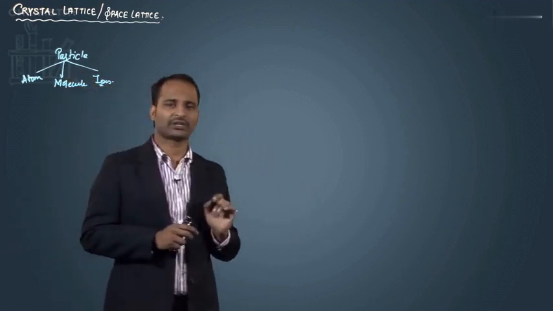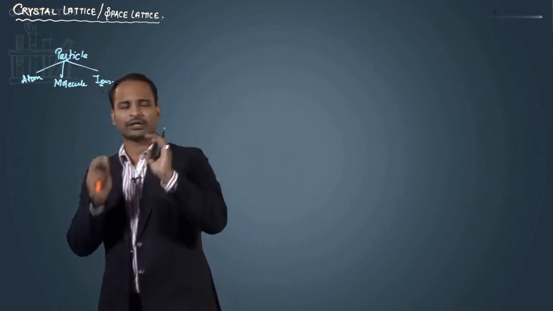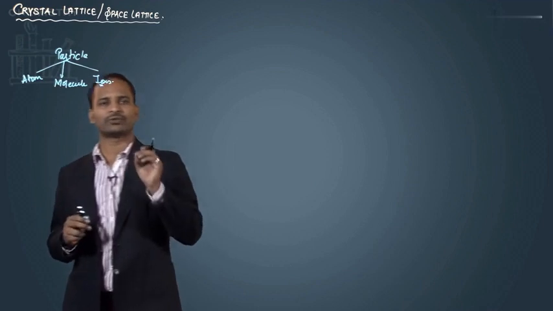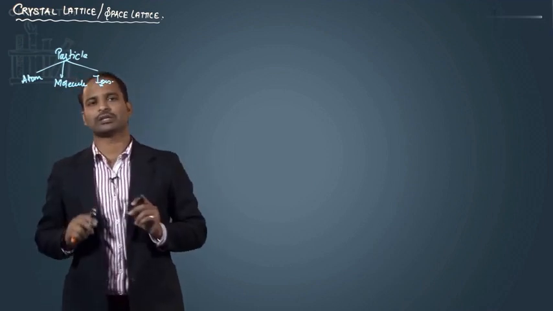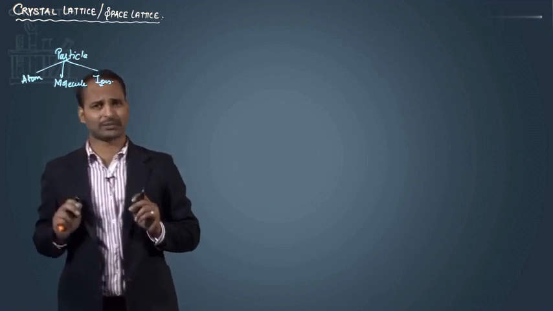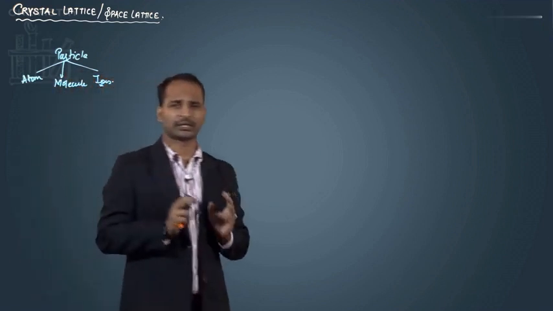In the case of an ionic solid, we have 2 types of particle, that is, cations and anions. In the case of a metallic solid, there is only 1 type of ion, that is, a cation. If it is a molecular solid, the particle is going to be a molecule, and if it is a covalent solid, then the particle is going to be atoms.